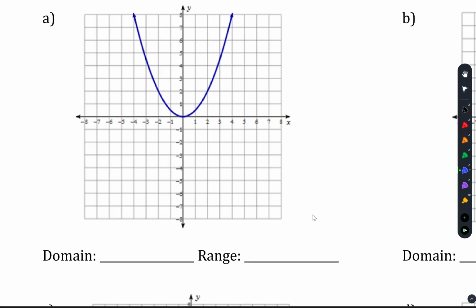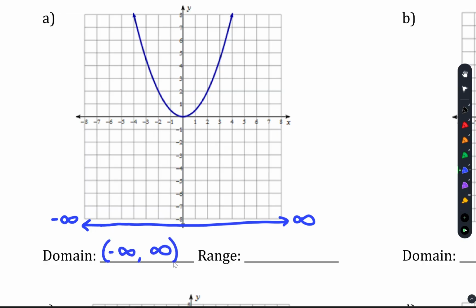I'm going to see how far left or right this parabola goes. We know it's going to keep going outwards forever and ever. It never is going to come back in. So I'm going to say it goes to the left all the way towards negative infinity, and it goes to the right all the way towards positive infinity. So my domain is everything in between, negative infinity to positive infinity. That's how far left and right it goes. Everybody with me on that?